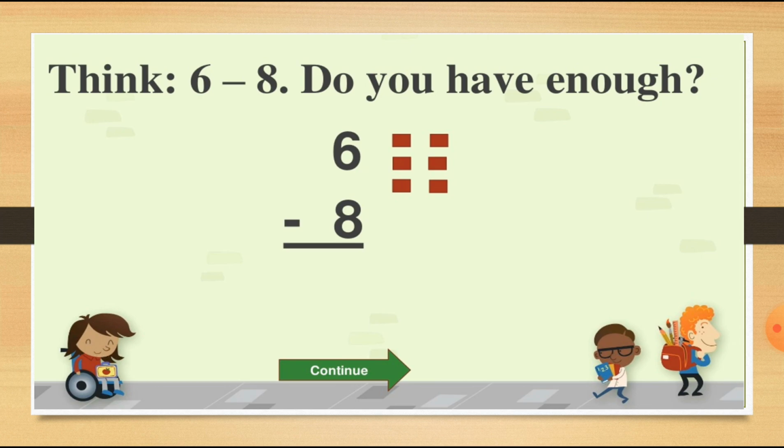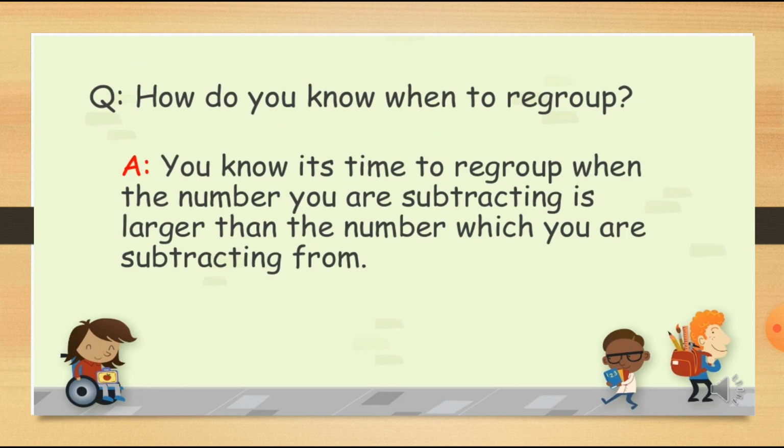Let's see how we take numbers from the other digit, and how we solve the sum whenever the small number is on top and the big number is at the bottom. So what should we do in this situation? Let's see. So here, how do we know when to regroup? In this subtraction, how do we know that we have to regroup?